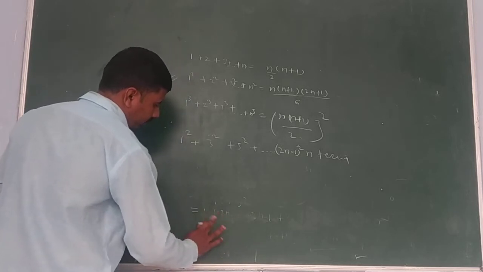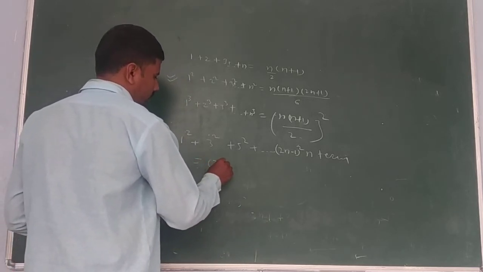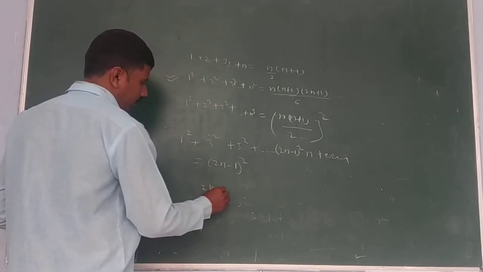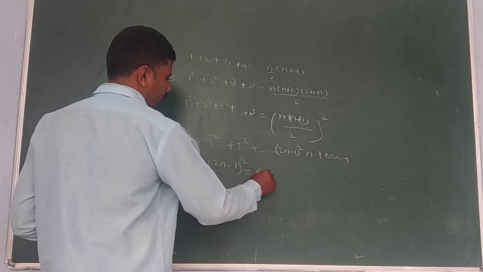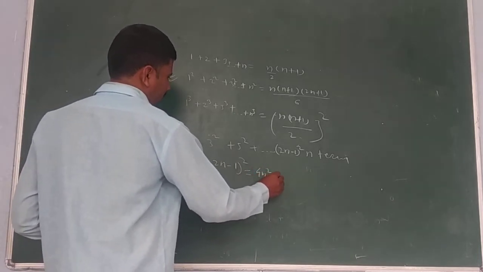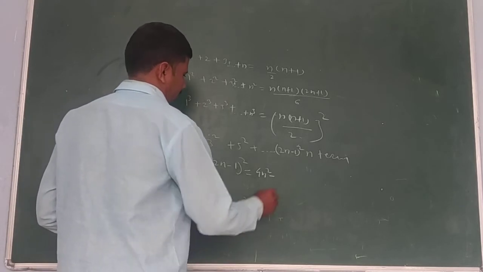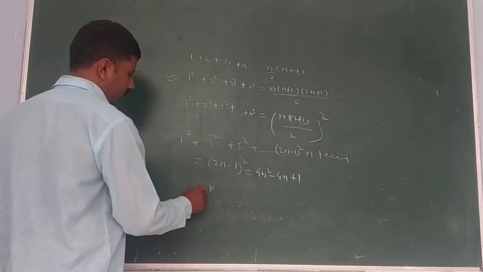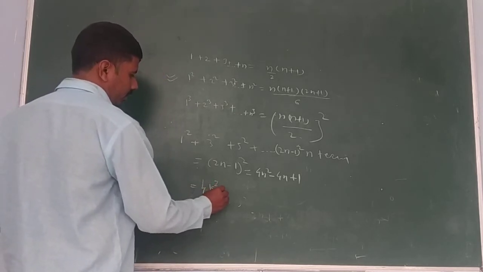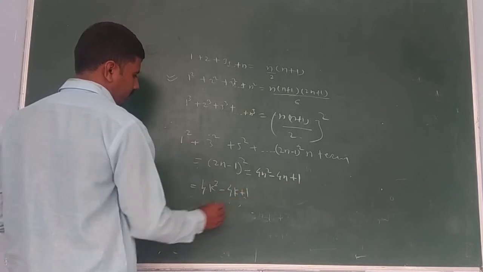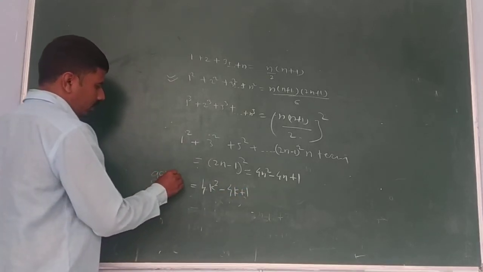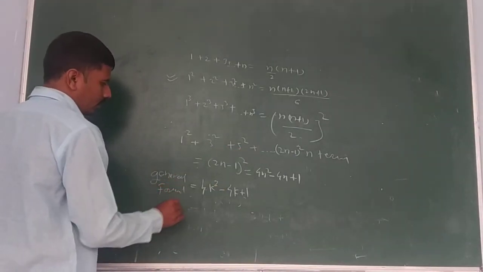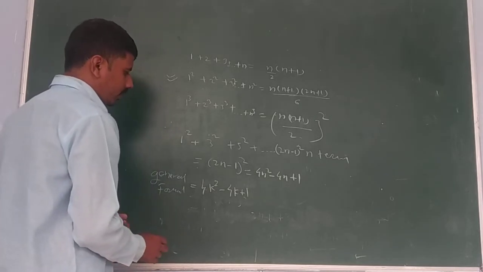We have to make the sum of 2n minus 1 terms. The general formula will be (2k minus 1) squared. Expand this: 4k square minus 4k plus 1. So the general formula of any term of this series will be 4k square minus 4k plus 1.